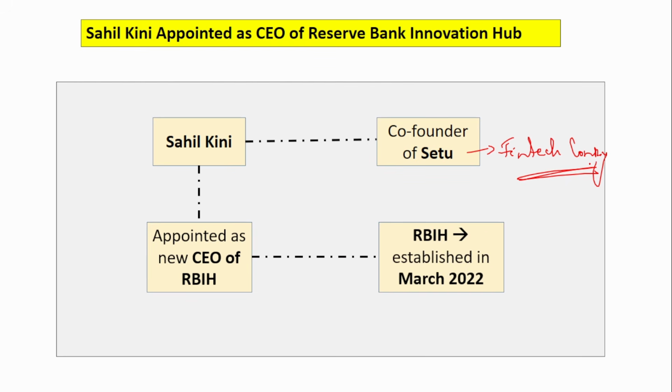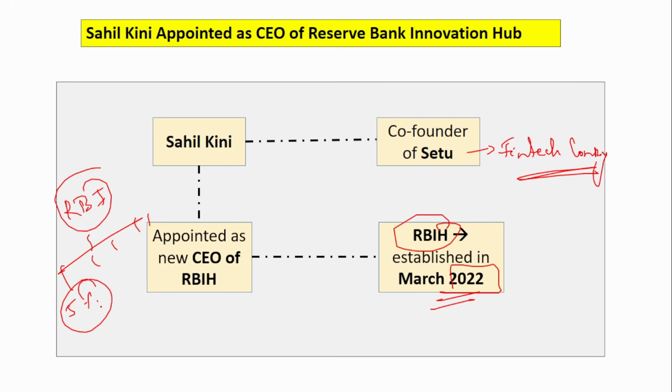Okay, so you should know this Reserve Bank Innovation Hub was established in March 2022. You should know that RBI has totally 5 subsidiaries. So in these 5 subsidiaries, this RBIH is one of the subsidiaries. In fact, it is the youngest subsidiary of the RBI. So now in the comment section, you should tell me the other 4 subsidiaries. Please mention the other 4 subsidiaries of Reserve Bank of India in the comment section.